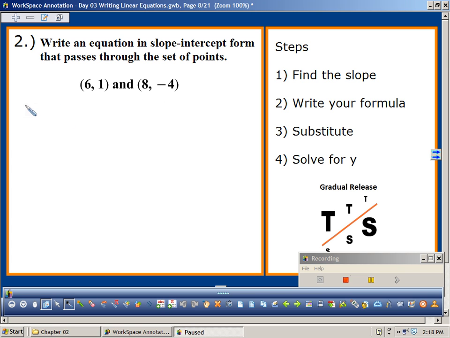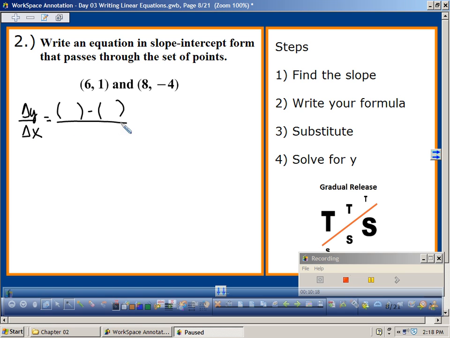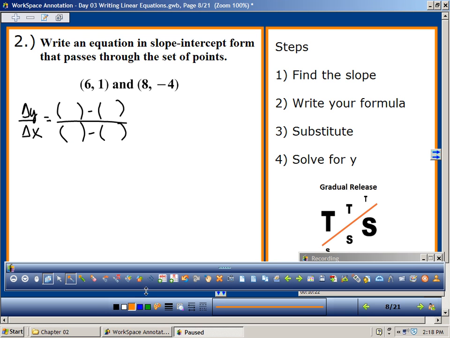Find my slope. Change in y over change in x. Difference between my y's. Difference between my x's. My y's are 1 and negative 4. My x's are 6 and 8. One minus minus 4 is 1 plus 4. And 6 minus 8 is negative 2. There's my slope.